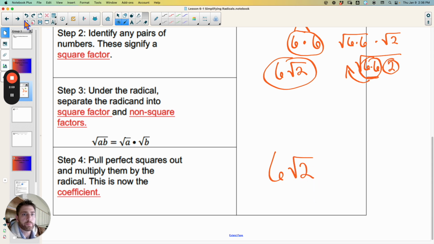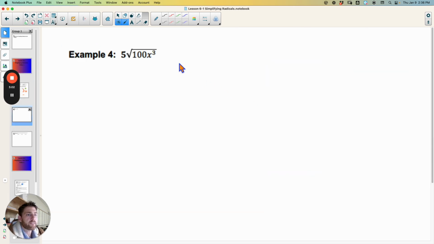Let's look at another example. So here we have 5 root of 100x to the third. Now 100 is a perfect square, so I'm going to rewrite this as 5 root of 10 times 10 times x times x times x. And think about why I wrote x times x times x, because that's x to the third. And now I'm just looking for pairs because we're taking the square root. So I have a pair of 10's, and I also have a pair of x's. And what's left over is this x that's going to stay all by itself on the inside of the radical.